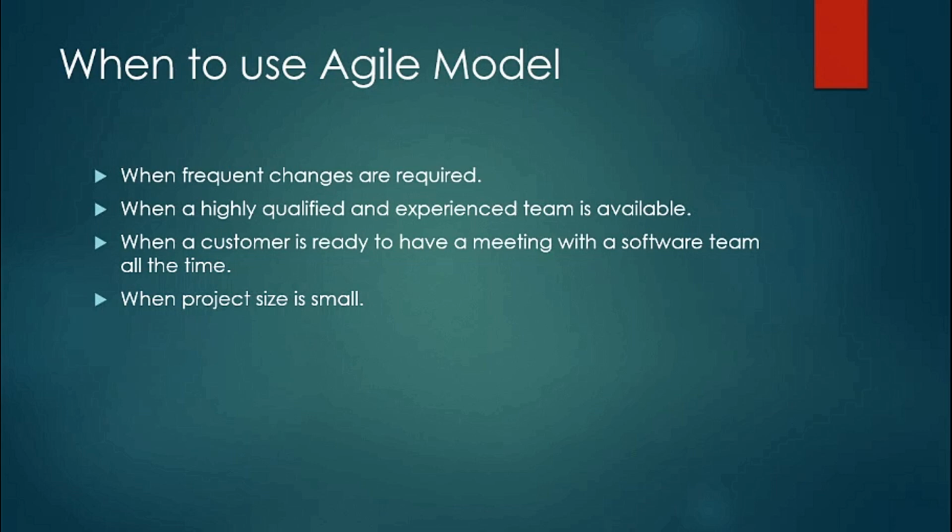Now, when to use the agile model? It's a very nice question for anyone who is studying the agile model. We use the agile model only when frequent changes are required, when the requirement is not constant and is changing frequently, when a highly qualified and experienced team is available, and when a customer is ready to have a meeting with the software team at any time during their working period. Also when the project size is small. So in all these four circumstances you can use the agile model.